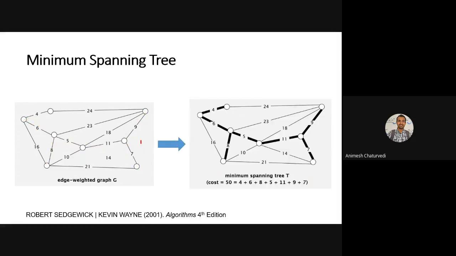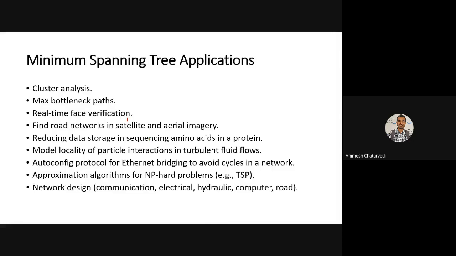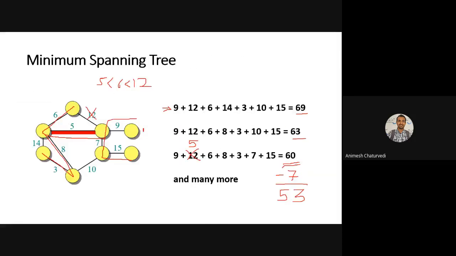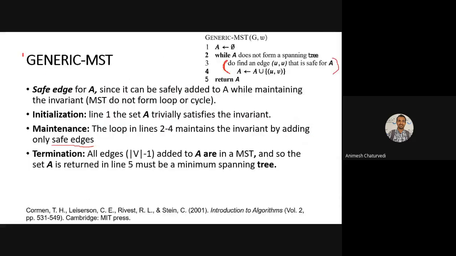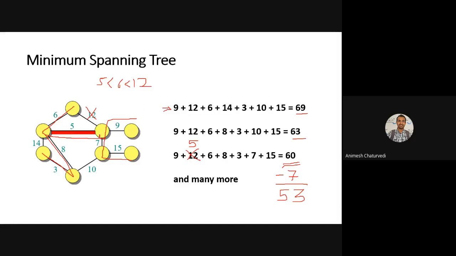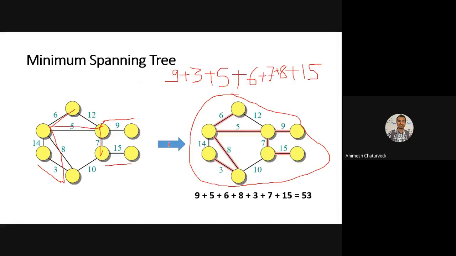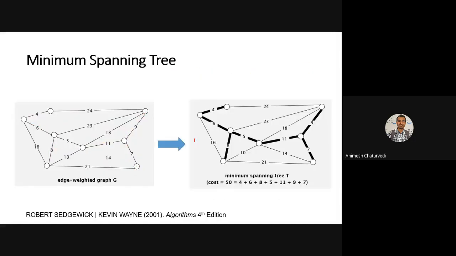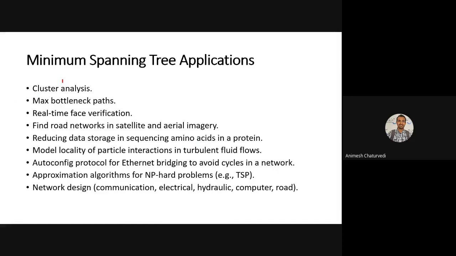So this is the random way of creating a minimum spanning tree and finding the cost. And this is what it means by this generic MST that we had studied. So this is what it means by generic MST, creating a cycle and removing that cycle. Now, what are the examples of where it has been applied?